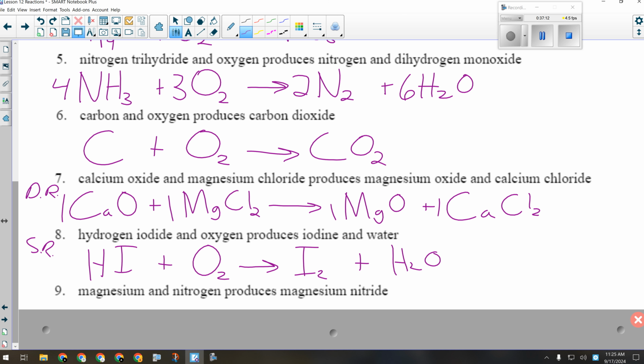Now I've got to balance that thing. So start with oxygen. Is that okay? Yeah. So there's 2 oxygens in the reactants. What do I need here? Okay. That gives me 4 hydrogens, so I've got to go back over here. Now I've got 4 hydrogens. What do I do with my iodine? Right, put a 2 in front of the I2. Now I've got 4 iodines, okay? And a 1 there.